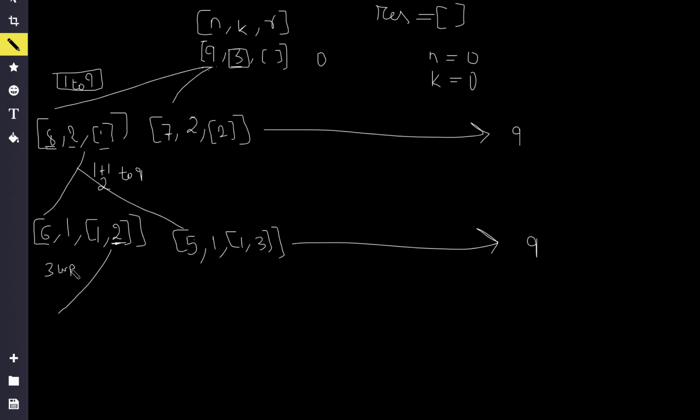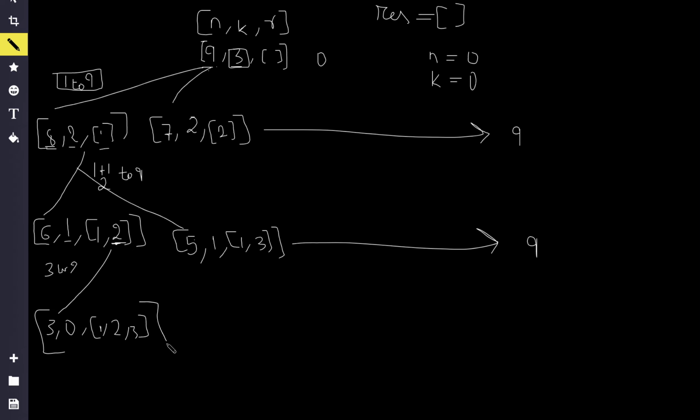So in this case, first time when we try to choose 3, now we subtract 3 from this one, so it becomes 3, and we subtract 1 from our k, which will become 0, and our result array will become 1 and 2 and 3.